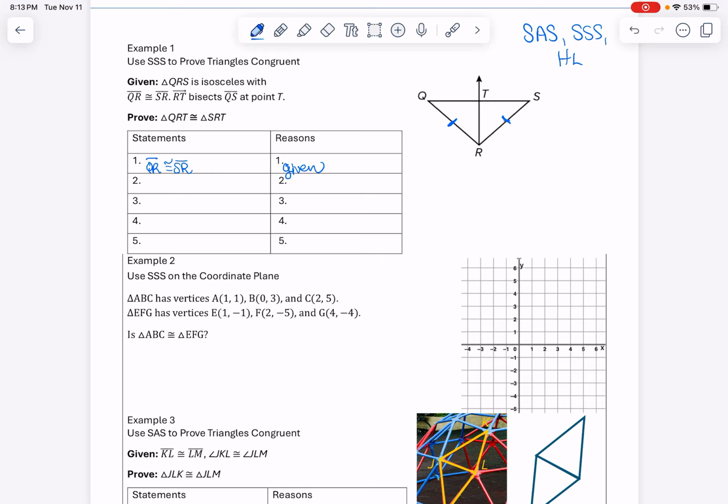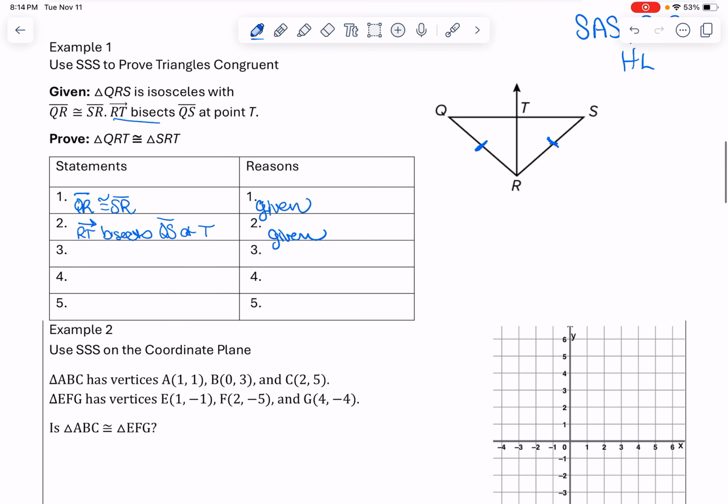And then it said ray RT bisects QS at point T. That's also given. So we want to go to that ray and see that it bisects QS at point T.